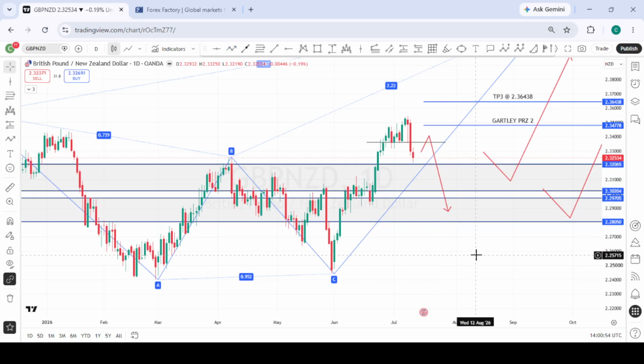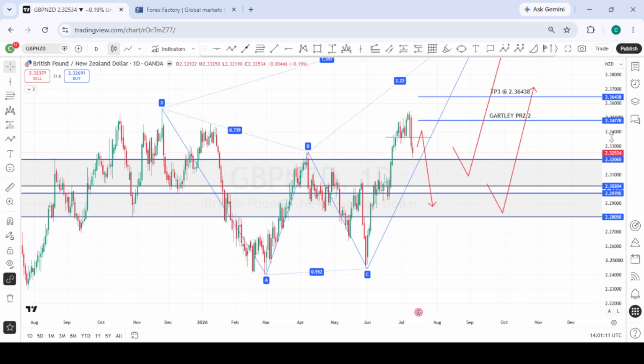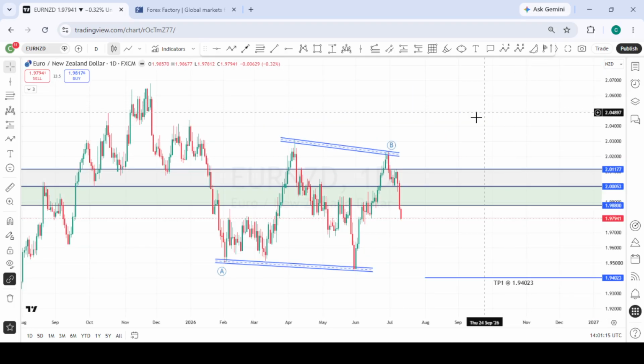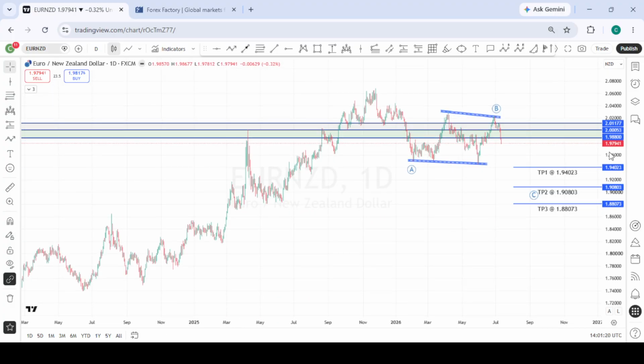Then we will be patient to see how price develops within this zone. If it's going to give us a bullish confirmation to the upside, we will look for buying opportunities to the upside. If it violates this zone and continues to the downside, we will look for downside potential. And let's see what we have for EURNZD. For EURNZD, it's very clear. EURNZD is giving us an ABC correction, an Elliott wave ABC correction.